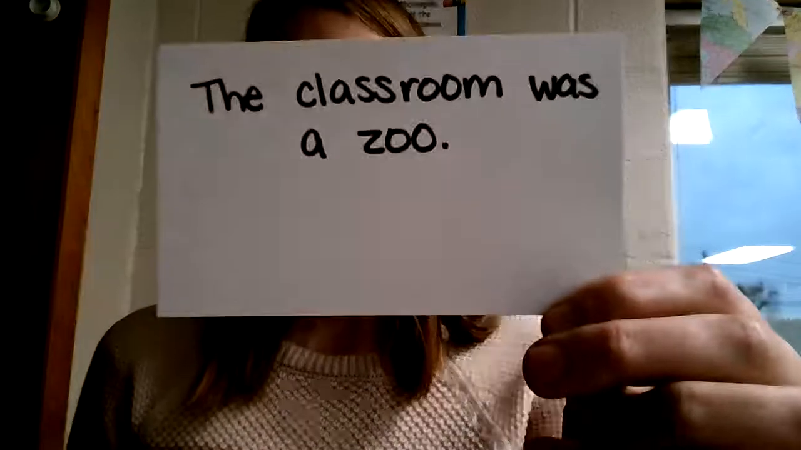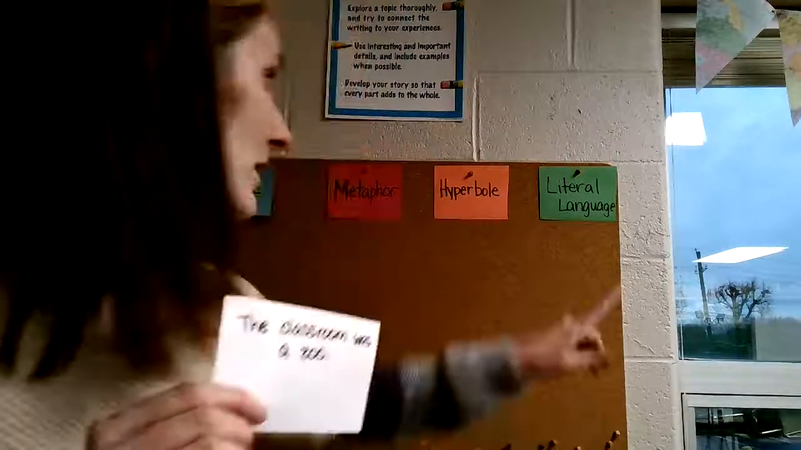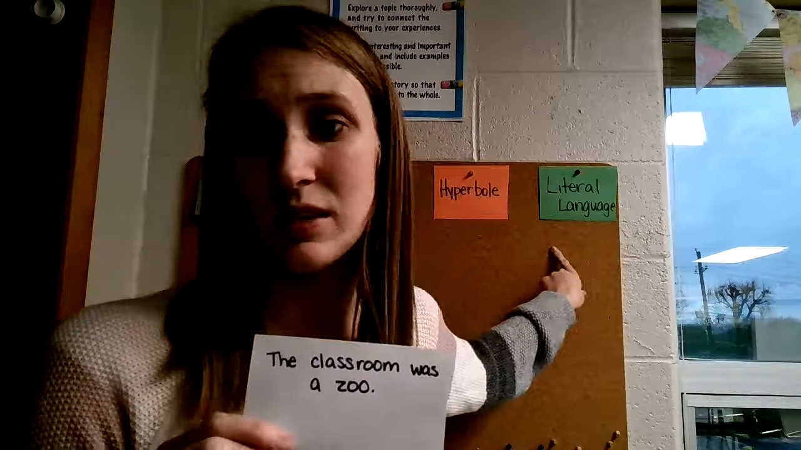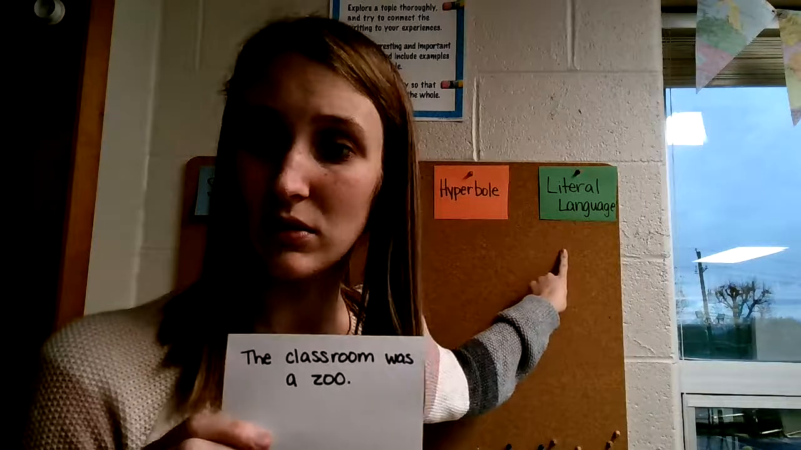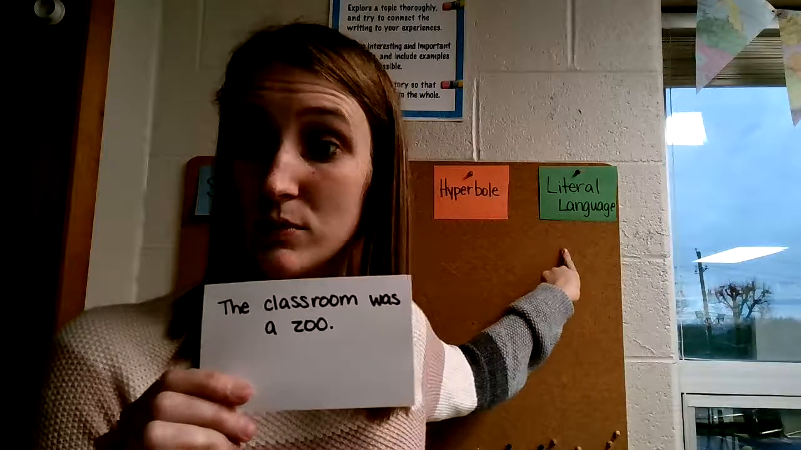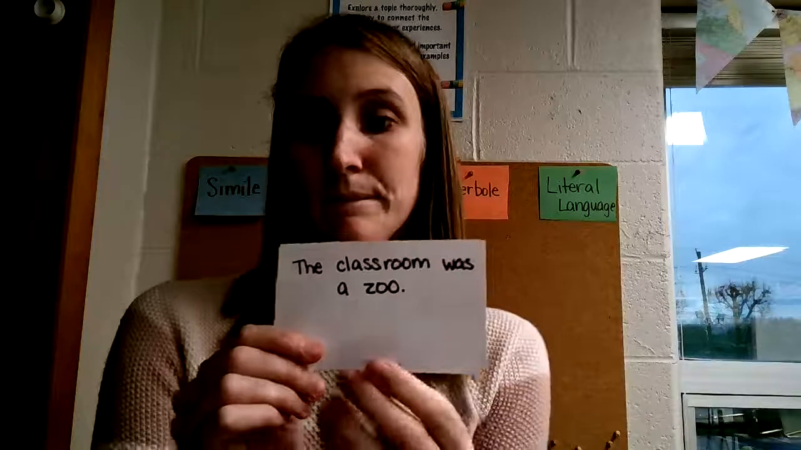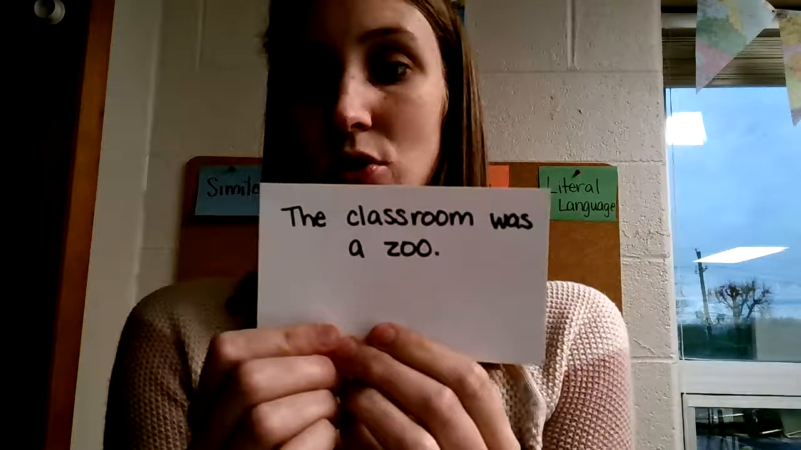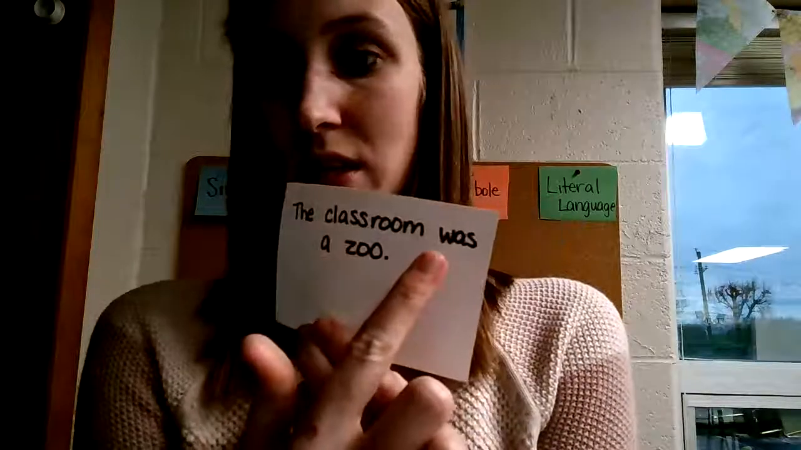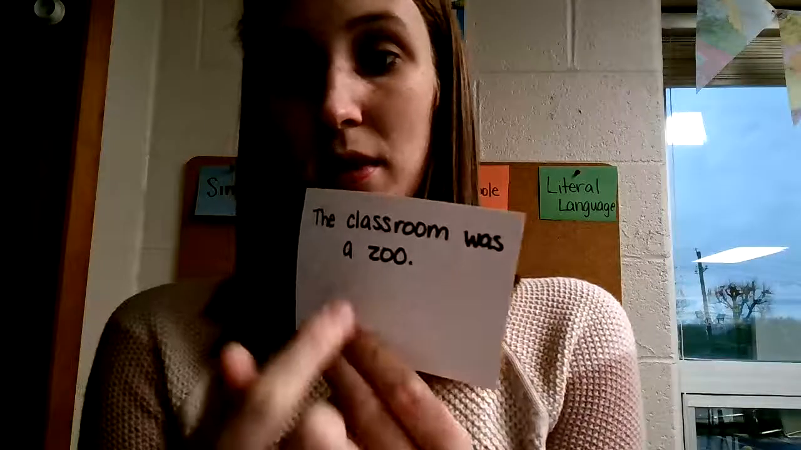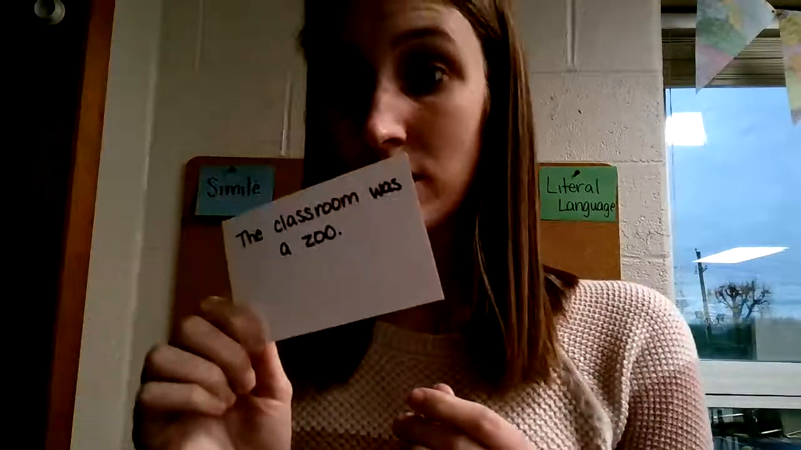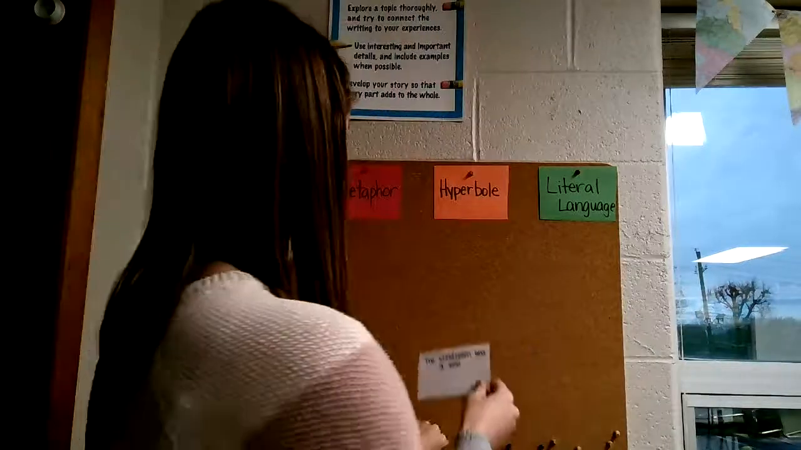So let's do a little bit of a sort here. If I have this sentence, the classroom was a zoo. Now I know that this is not literal language. I know that because the classroom's not actually a zoo, right? That's not to be taken literally. This just means that the classroom's crazy, right? Now, it's saying it was a zoo. Now remember, was is just another form of is. It's saying this classroom is this. So this is going to go here with metaphors.